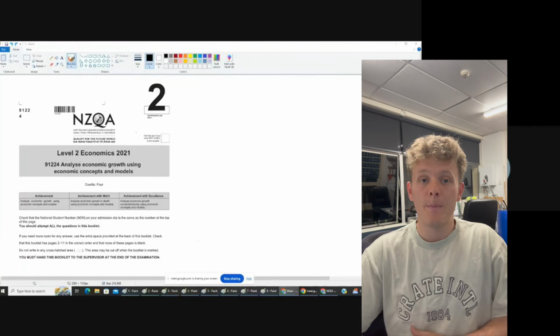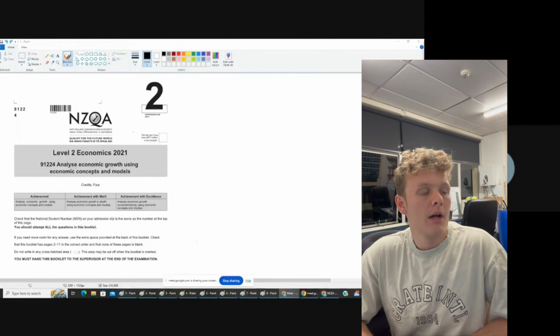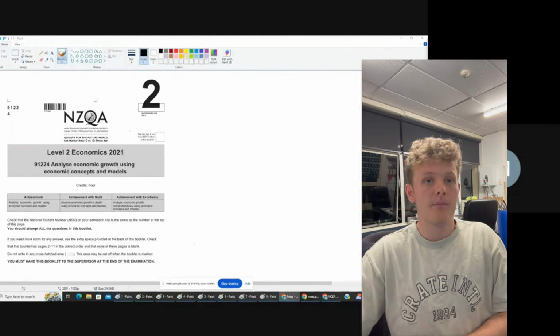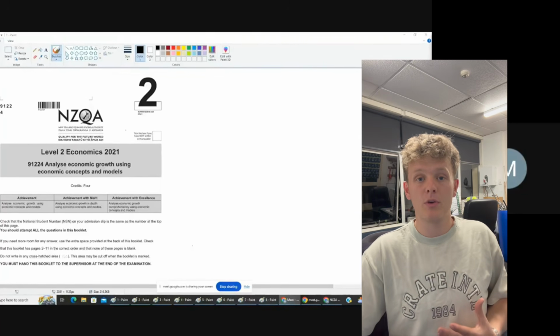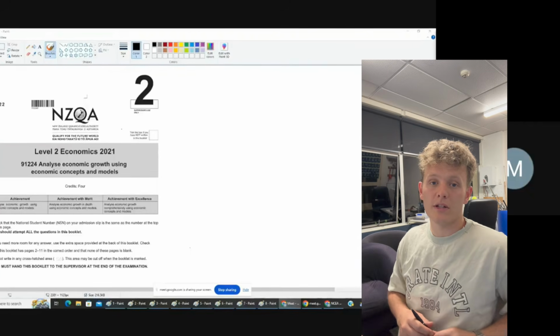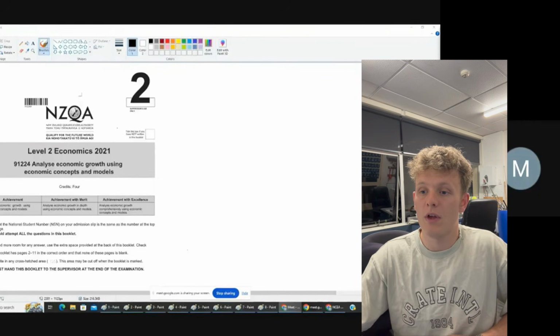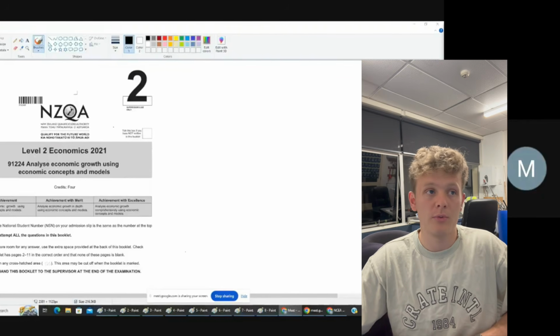Today we're going to look at paper 91224 from the 2021 exam. This paper is for economic growth. We're just going to do a walkthrough. I'm going to read the question, tell you some of my thoughts about the question, some strategies that I would use to tackle this question, and some of the key definitions or terms or ideas that we want to use in order to get the highest grade possible.